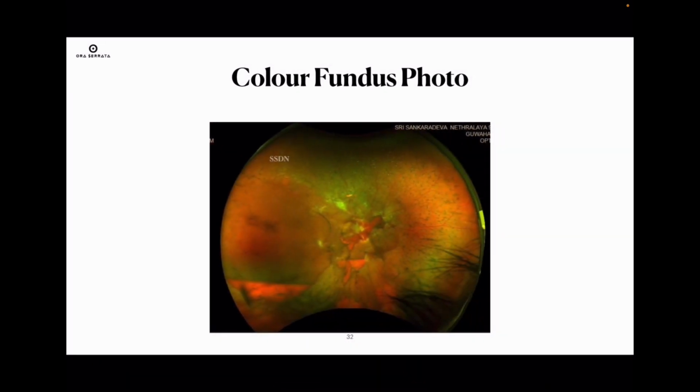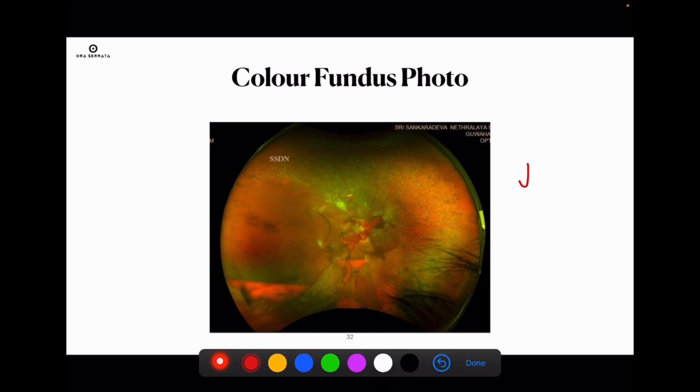Thirdly, we can also do the ultra wide field fundus photography, and it provides more than 200 degrees of field of view of the retina. These are mainly used for proliferative diabetic retinopathy conditions.